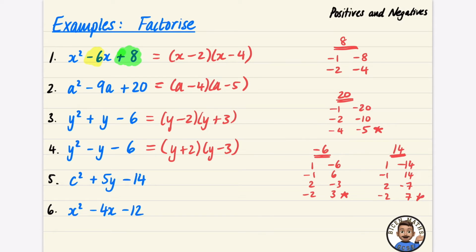So we're going to be using this one at the bottom, and I don't know why it says Y here. It should say C, of course. I must have been very tired when I made this one. And so we're going to say that it is C minus 2 and C plus 7.